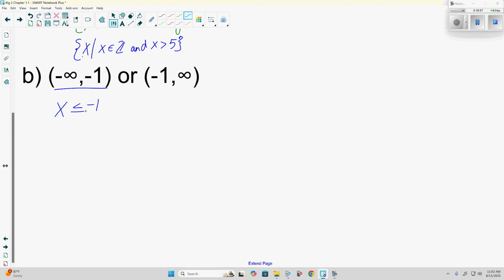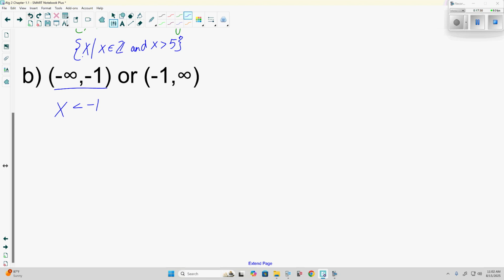Would it be less than or equal to negative 1? Less than, because the symbol after the negative 1 is a what? Parentheses, yes? Parentheses means what? Not included. If it was included, we would have a what? The bracket. Because bracket means included, parentheses means not. So it's not going to be less than or equal to, it's just less than. Because if it's a parentheses, it's not included. If it's a bracket, it is.